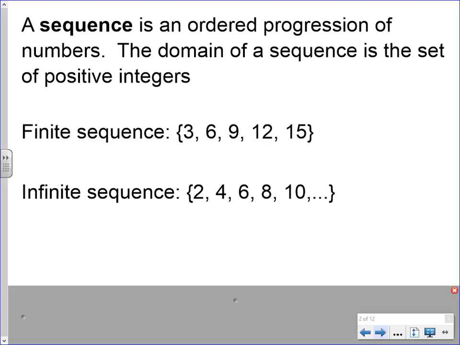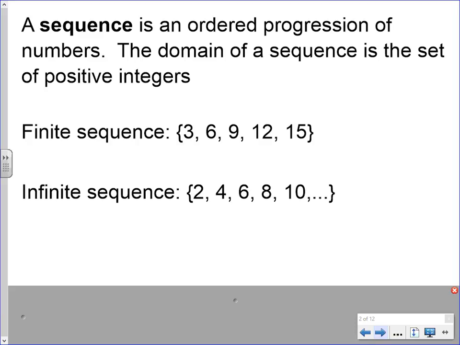Okay, so we have finite sequences that stop. So how many terms are in that finite sequence I have on the board? 5, okay? But then how many terms are in the infinite sequence? Infinite, okay.